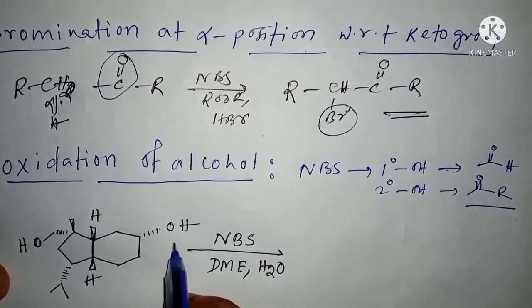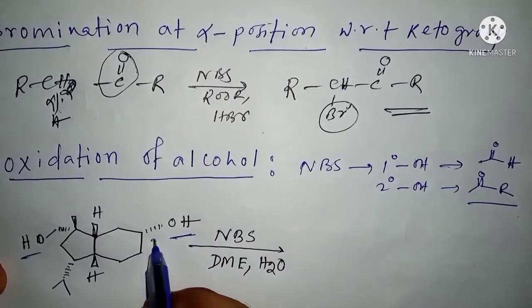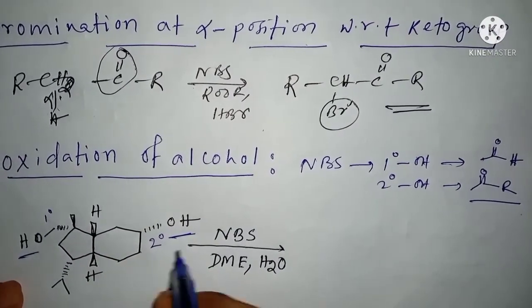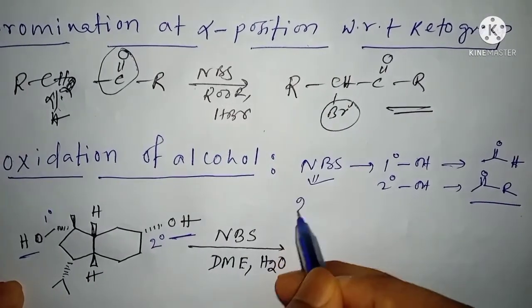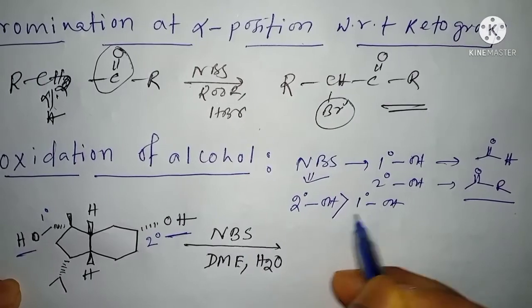Now there are two alcohols here. This is an example: this is the 2 degree alcohol and this is the 1 degree alcohol. In this case, remember this thing: the 2 degree alcohol is oxidized first, before the 1 degree alcohol.